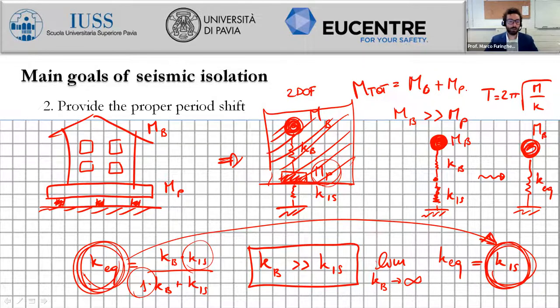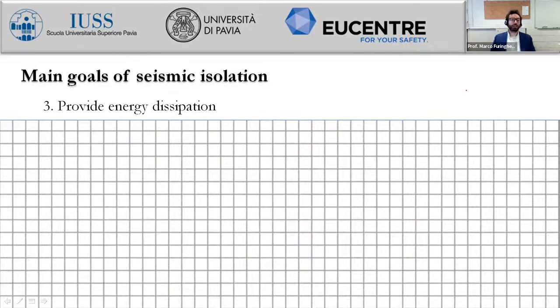okay, we can move on to the third goal, which is the energy dissipation. Generally, energy dissipation is directly related to the equivalent viscous damping. We know damping from the expression and from the theory of the single degree of freedom oscillator. So we know, for instance, if we consider something like this, we have K and we have M, but we have also C because we consider just a dashpot as the effects of damping.